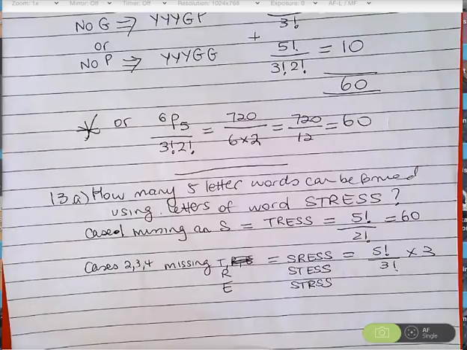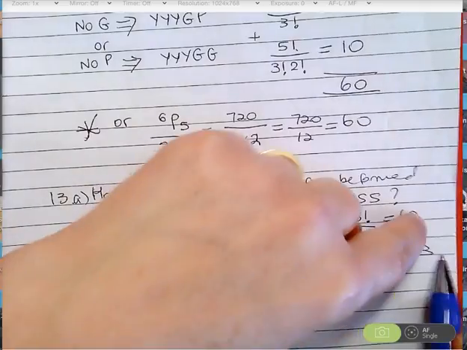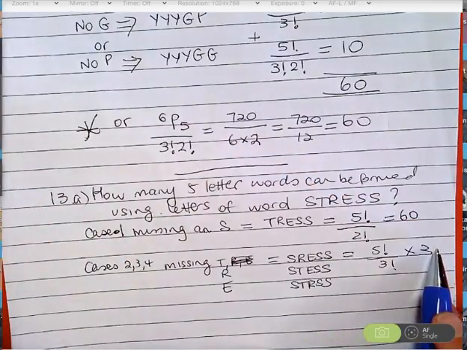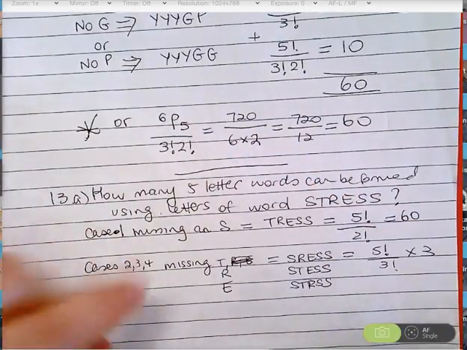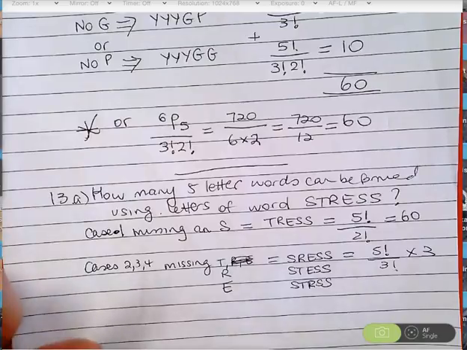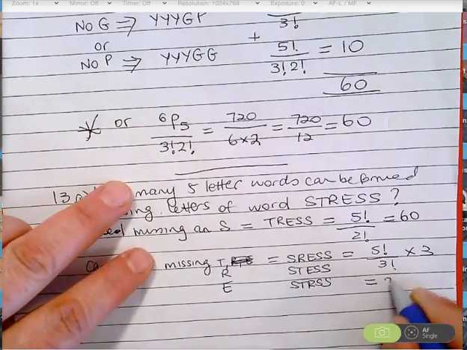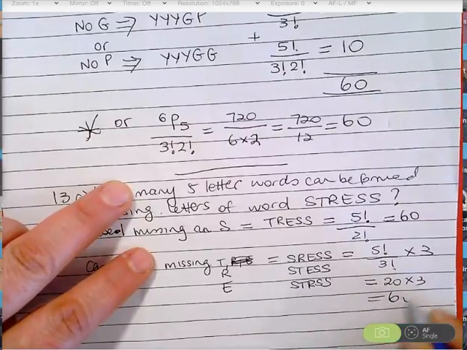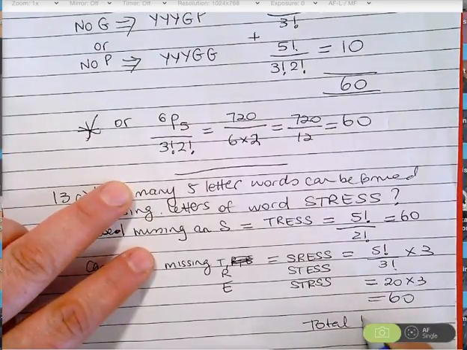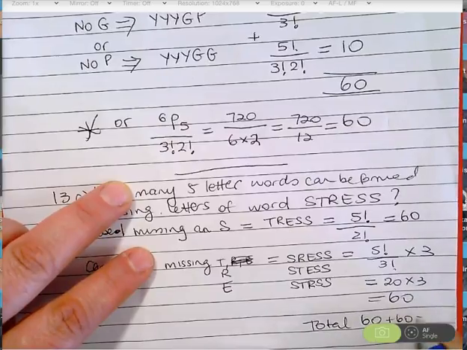Do you understand why I'm timesing it by 3? I'm going to get the same answer twice. It's like doing 2 times 3. 2 plus 2 plus 2 is the same as 2 times 3. Do you understand why I'm doing this? Because I'm going to get the same answer 3 times. So what's 5 factorial over 3 factorial? 20. 20 times 3, 60. The answer is 60.